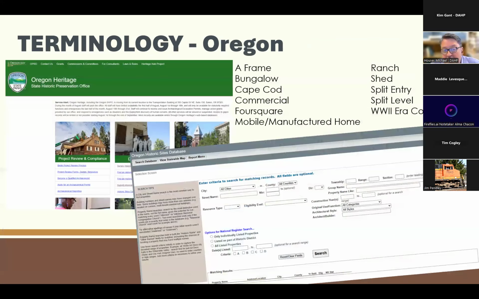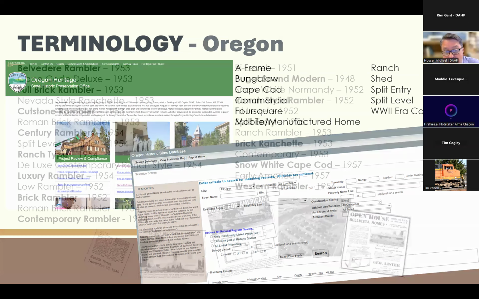I looked at Oregon to see what they were using. These are their forms at the Oregon SHPO. It's a pretty small list, right? A-frames, bungalows, Cape Cods, although some people might think of Cape Cod as a house style, commercial, four square, mobile home, ranch, shed. There's our split entry. So not many down in Oregon.